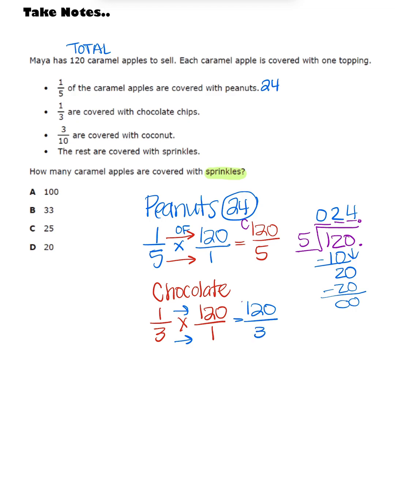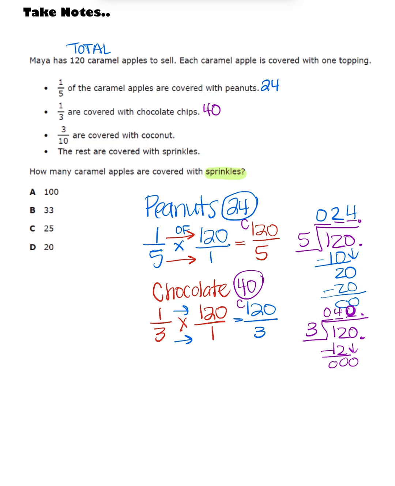So I'm going to label my cowboy, set up my division. Boots, hat, set the table for 3. 3 goes into 1 0 times, but it goes into 12 4 times. 4 times 3 is 12. Bring down my 0. Can 3 go into nothing? No, so I fill my last blank with a 0. So how many chocolate chips? There were 40. So up here, 40.